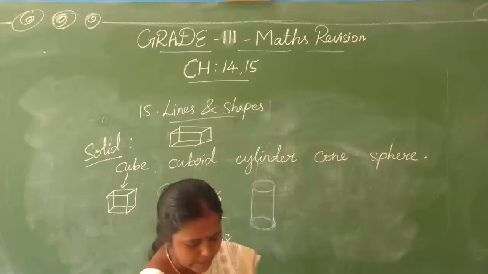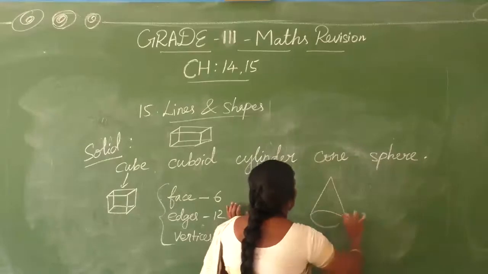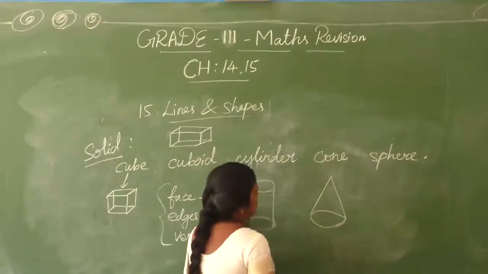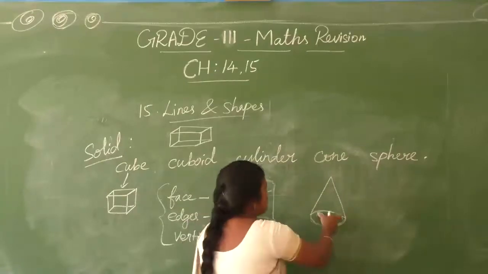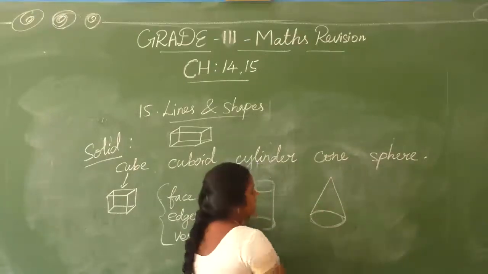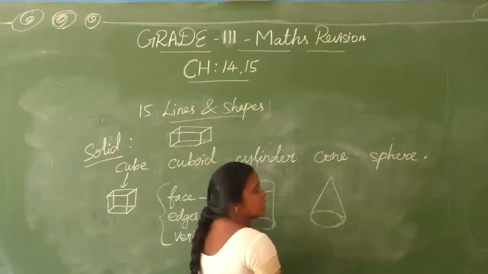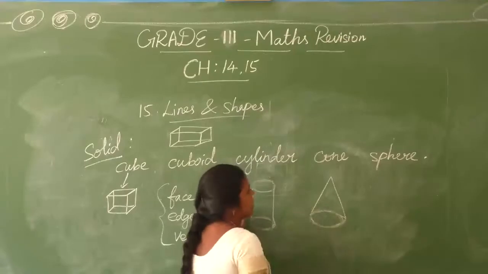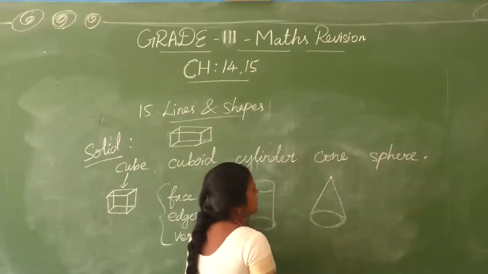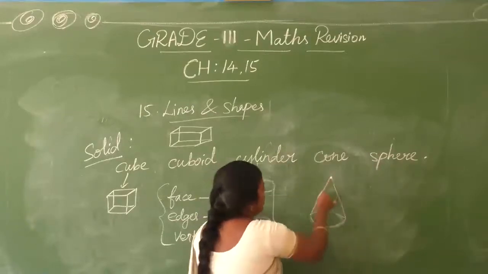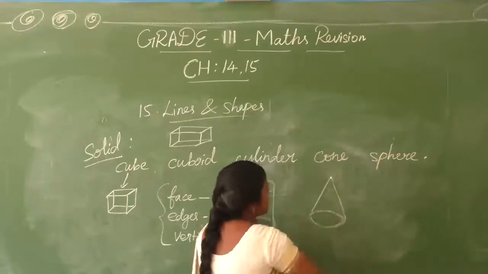Curved edges only, correct. Then the cone, like this. Here also there is a circular bottom, and the upper part looks triangular. One is a flat surface, another is a curved surface. 2 surfaces are there. Edge and vertex: only one vertex. Edges means curved edge only.